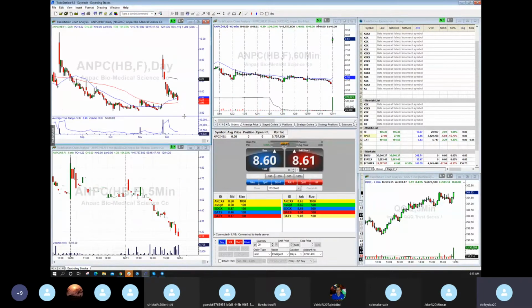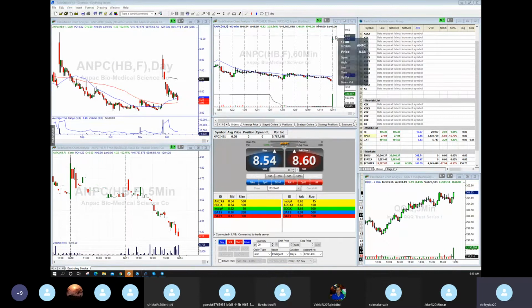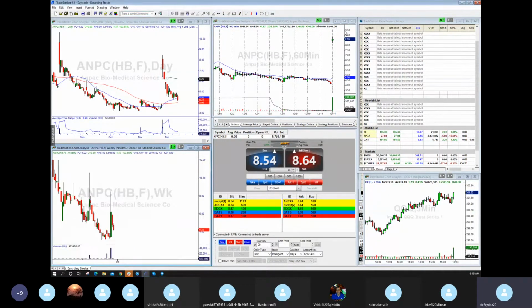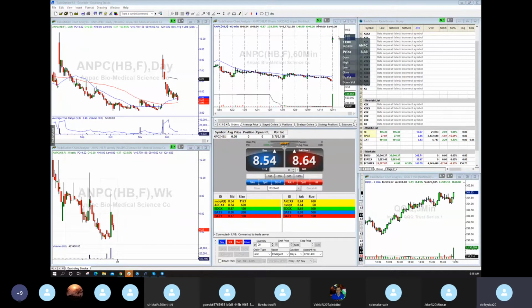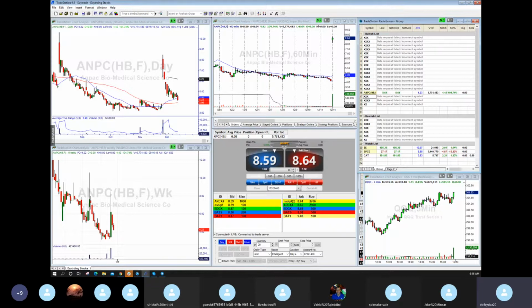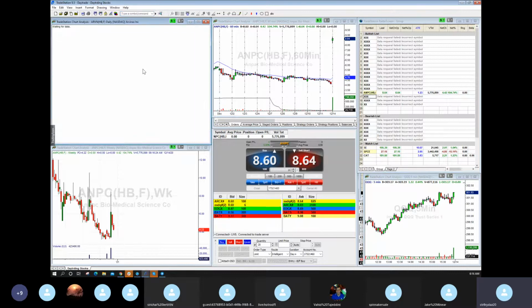ANPC is gapping up 100% to 8.50. That's a good one. This will be in play right here. Let me change this to a weekly chart. This will be in play over the highs here, ANPC. I like to put my speculatives right here, so I'm going to put this here. It's not the top watch, it's a speculative watch. And I'm going to start going into the alphabetical order for you.